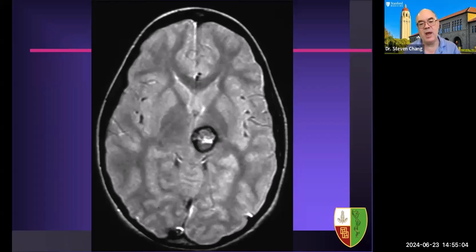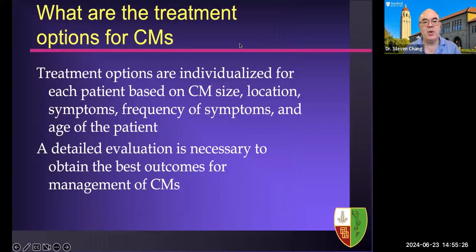And anytime you have a hemorrhage or bleed, the blood slowly absorbs over time, just like a bruise in your arm would gradually absorb, but it leaves behind in the brain the iron pigment. And that iron pigment is what creates this black ring, which is a pretty classic appearance for cavernous malformation. So what are the treatment options for cavernous malformations?